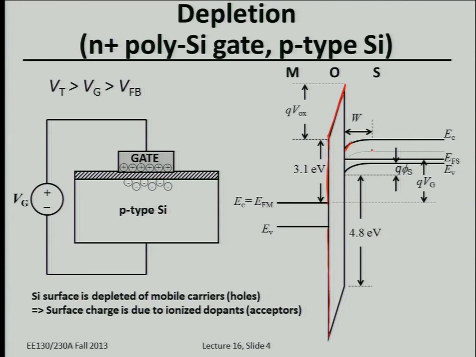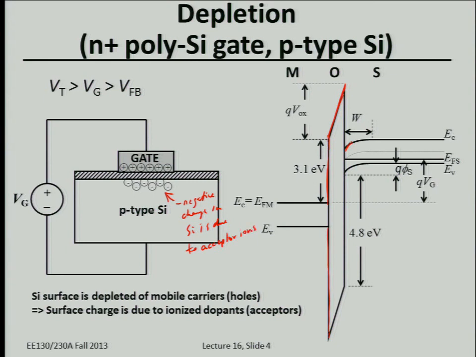So the bottom line is, the negative charge, where does it come from? It comes from the depletion region. There's this region at the surface that is depleted, and the negative charge in the silicon comes from the ionized acceptors in the silicon. Okay, so basically this negative charge in the silicon is due to acceptor ions.